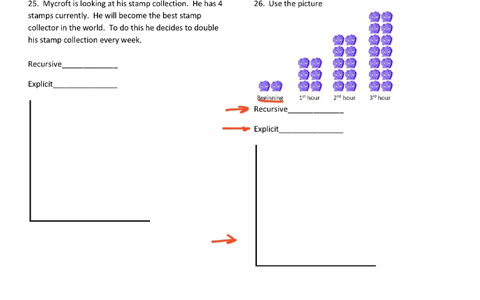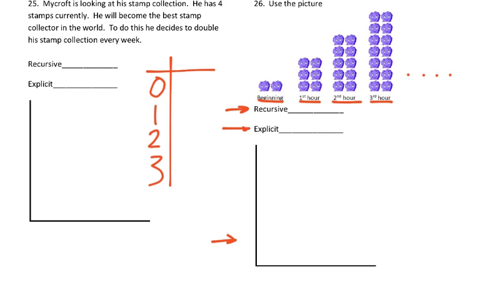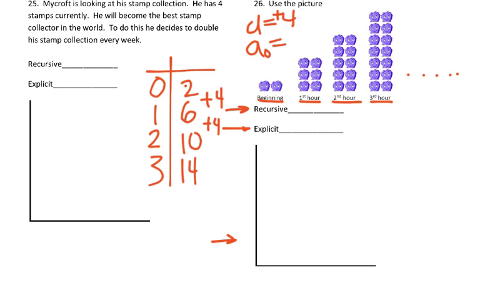So we've got the beginning, the first, the second, and the third. If I made this into a table, beginning would be 0, then first, then second, then third, and so on. So the beginning we had 2 of those little guys, then we had 6, then 10, and then 14. It looks like we're adding 4 each time, right? So it's a common difference, so we're adding 4. Where did we start? We started with 2. So I'd go a sub 0 equals 2, a sub n equals a sub n minus 1 plus 4.